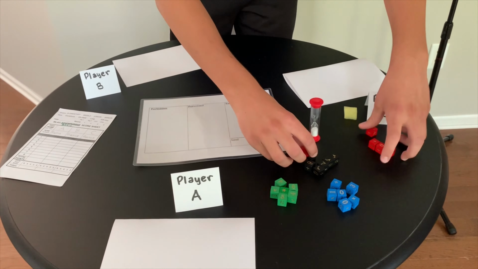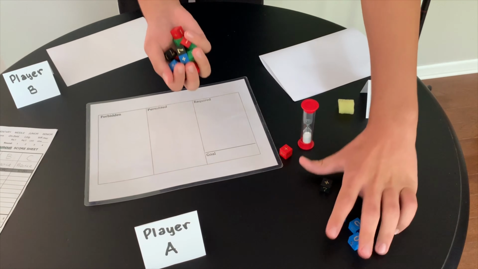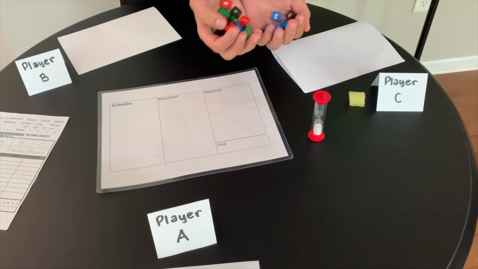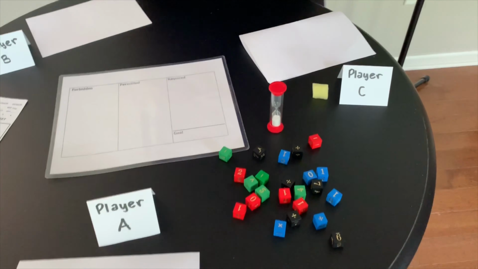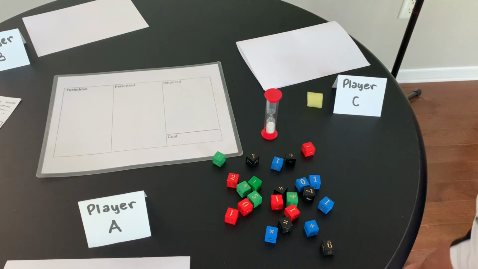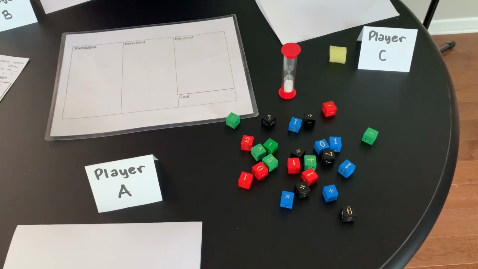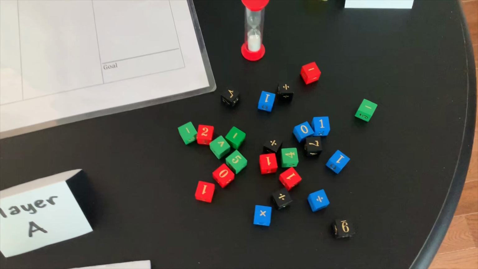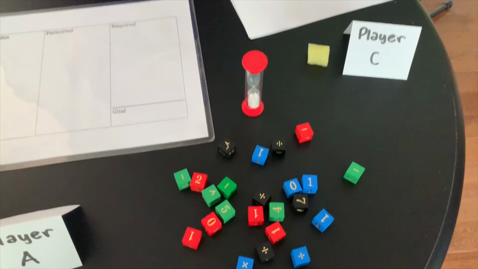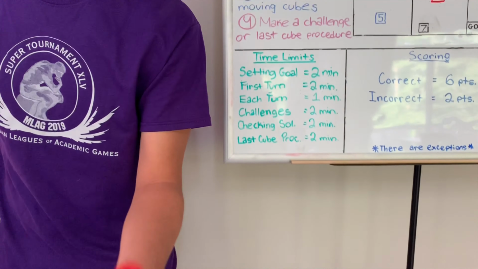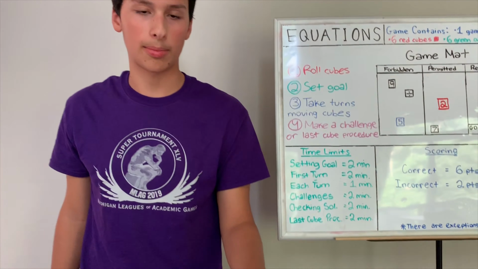So now player C would pick up all the cubes in their hands and would roll them. And you're only allowed to roll once. So player C would have 2 minutes to set the goal, and throughout the game, certain things have time limits. So players can flip this timer. It's 1 minute long when they want to time somebody, just to enforce time limits.